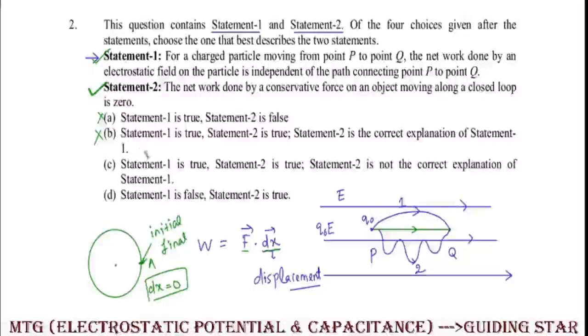Clear? Similarly, moving to option C, statement 1 is true, statement 2 is true. Yes, that is true. Statement 2 is not the correct explanation of statement 1. Yes, that will be the correct one. Clear? Here, statement 2 will not be the correct one. Why? Because in statement 1, it is talking about the charge in a field. That means electrostatic field. Clear? But here it is not talking about anything else, simply it has told that conservative force. कंजर्वेटिव फोर्स ही बोला गया है और कुछ नहीं बोला गया है.